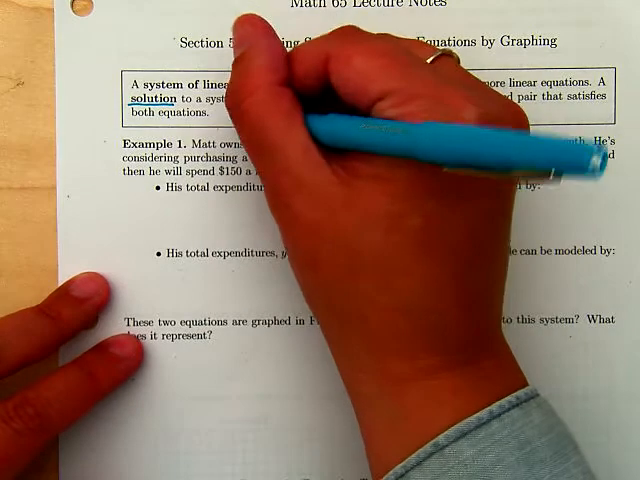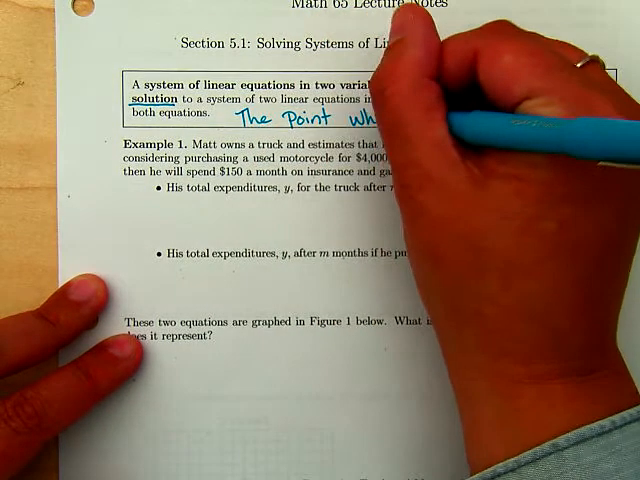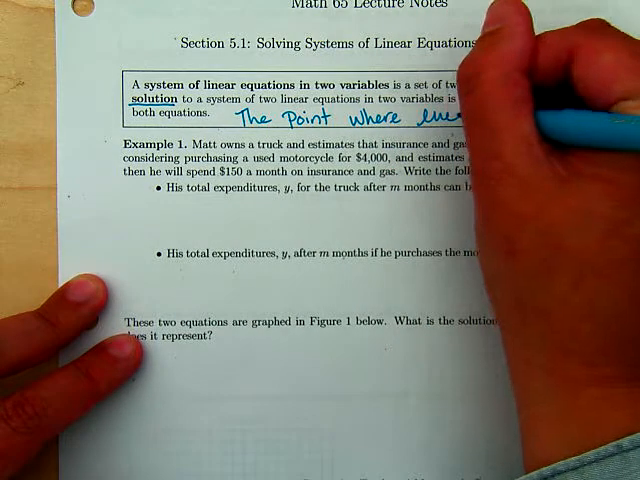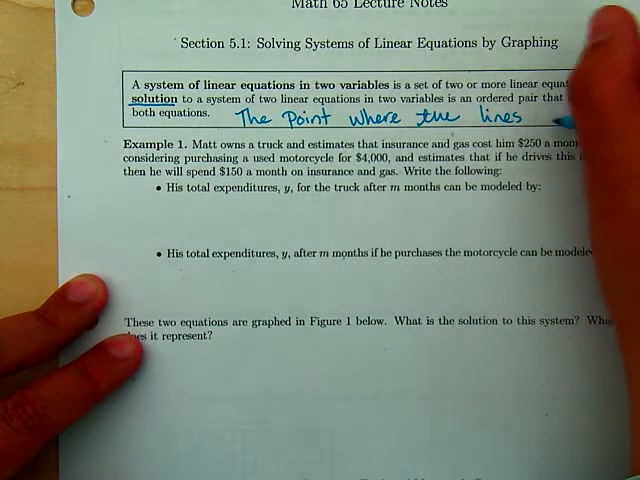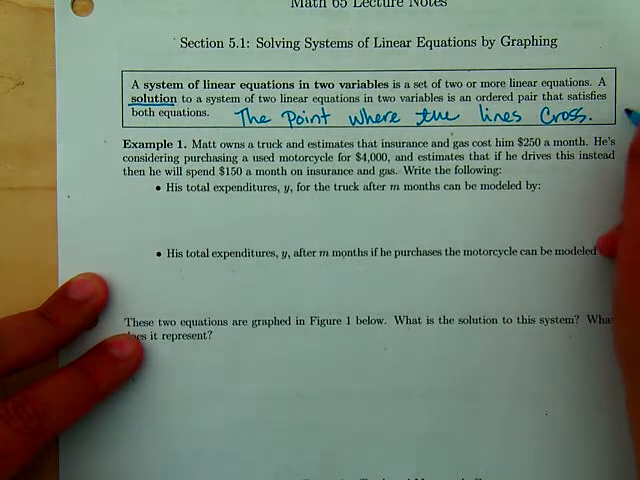It's basically the point where the lines cross. That's the solution, okay? And it's an ordered pair (x, y).